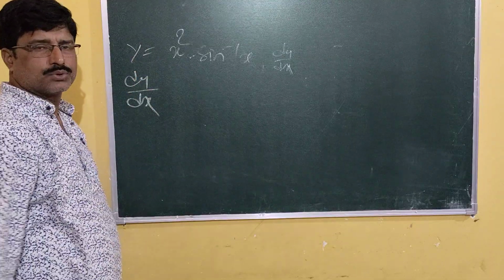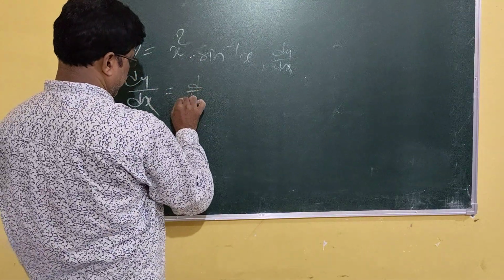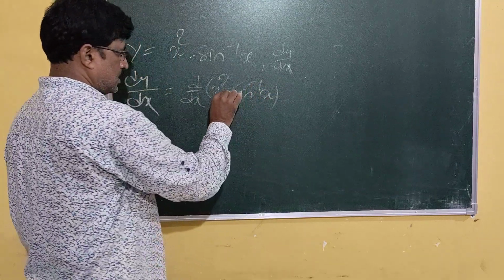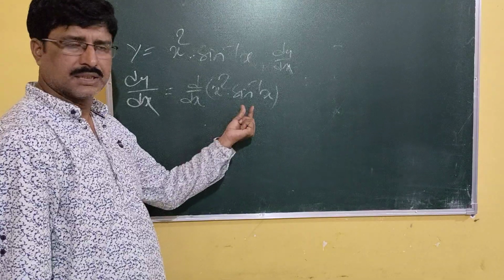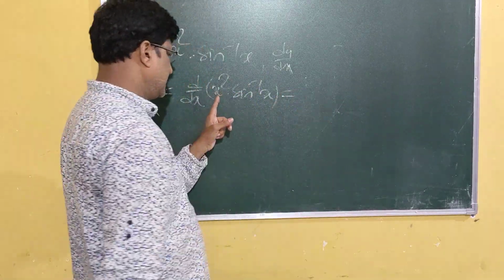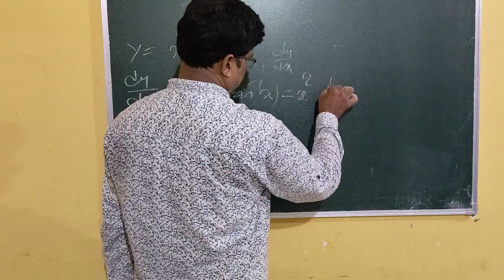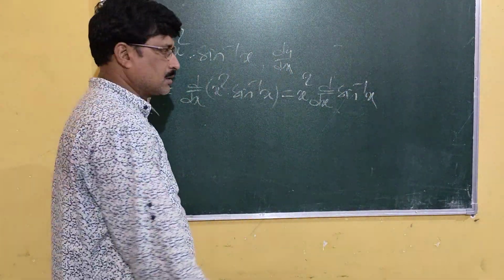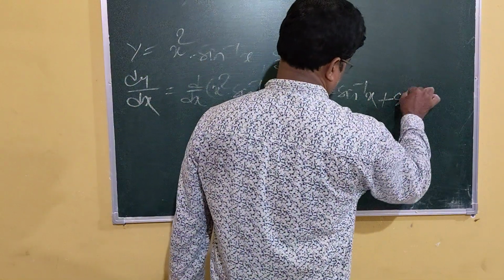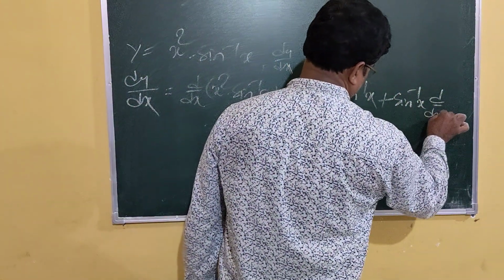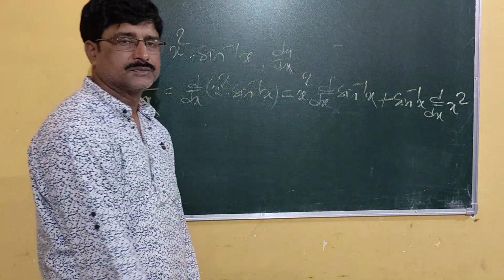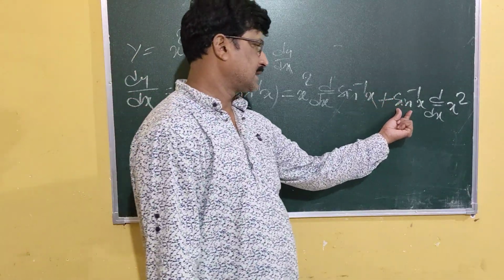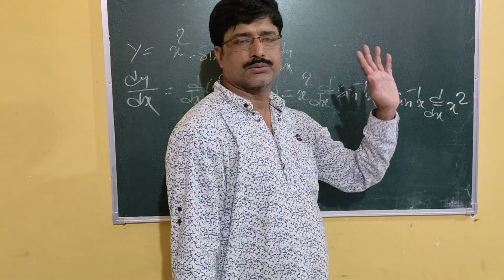So dy by dx, that means with respect to x, becomes d by dx of x square sine inverse x. This is u and this is v. As per our formula, we can change this to: u times derivative of v, that means x square d by dx of sine inverse x, plus sine inverse x d by dx of x square.